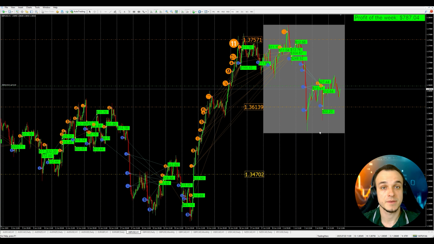I think this is the most interesting currency pair for us. So we can see that on Tuesday we gained a new local high, but after that the price started to decline.